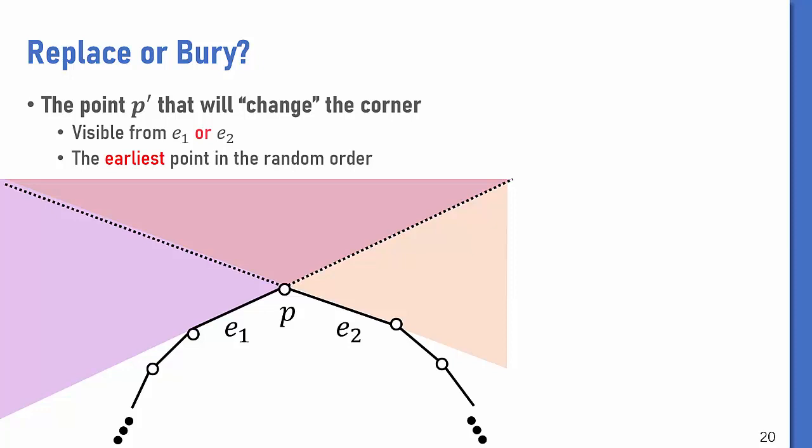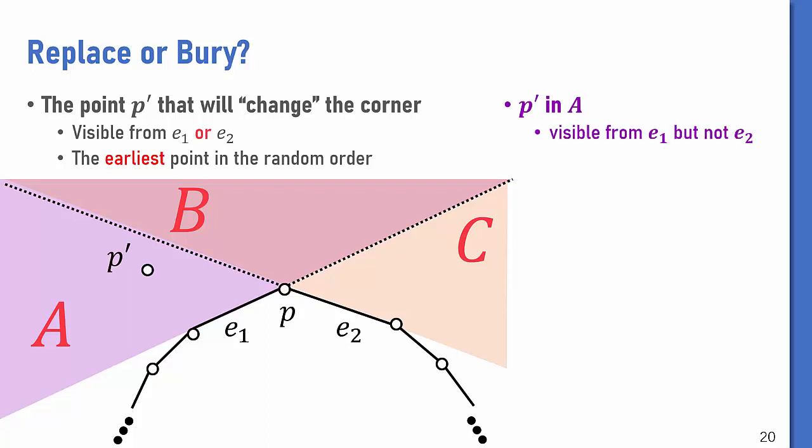So what is a point that will change the corner? It should be, among all the visible points from E1 or E2, the earliest point in the random order. That's consistent with the sequential order. So let's call this point P'. There are three areas in which P' can appear. The first case is when P' is in area A. P' is visible from E1 but not E2.